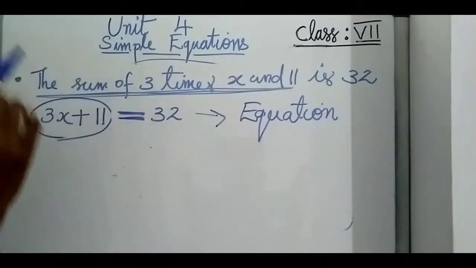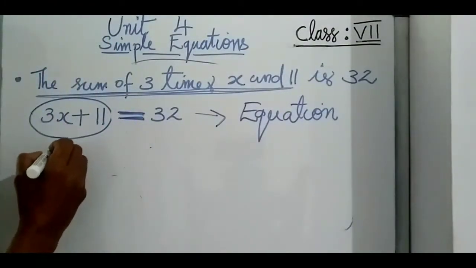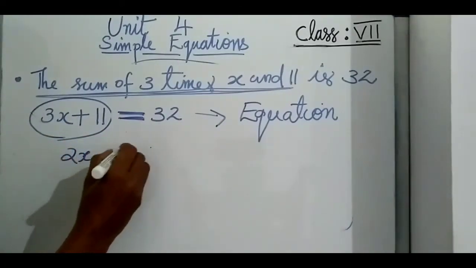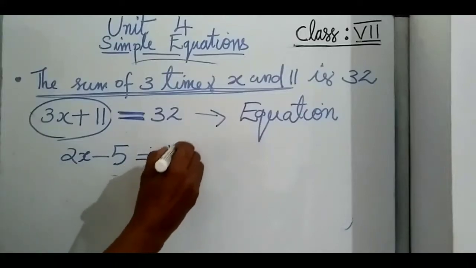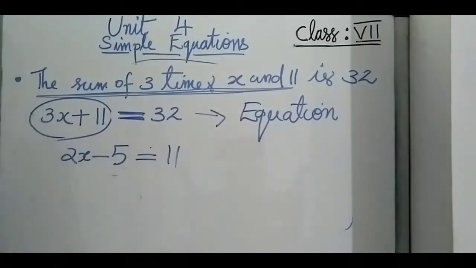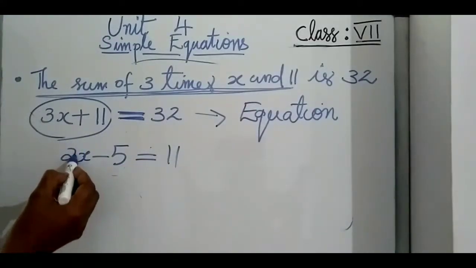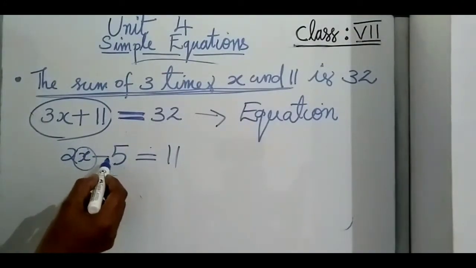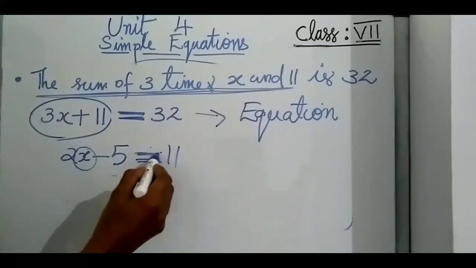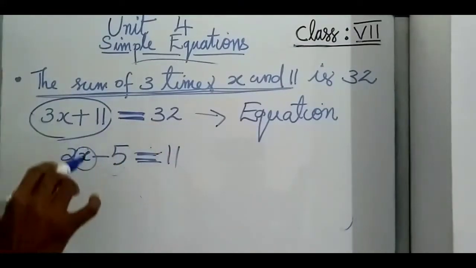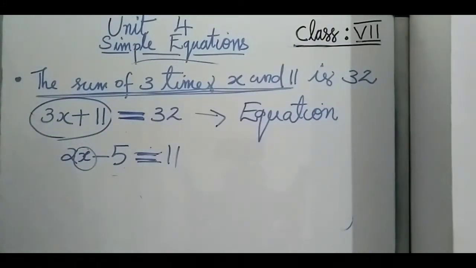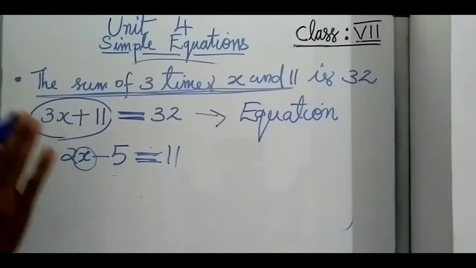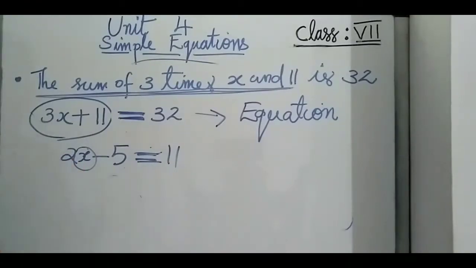We can write more examples. For example, 2x minus 5 equals 11. This is also an equation. Why? It contains one variable, it is an algebraic expression, and there is one equal sign. So it is an algebraic equation. Don't forget, in an equation there is always an equality sign.